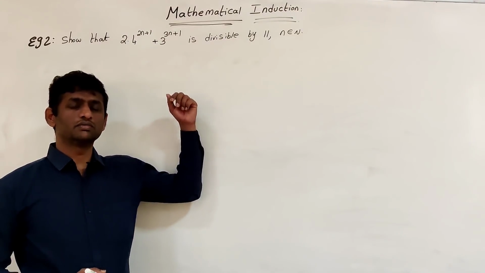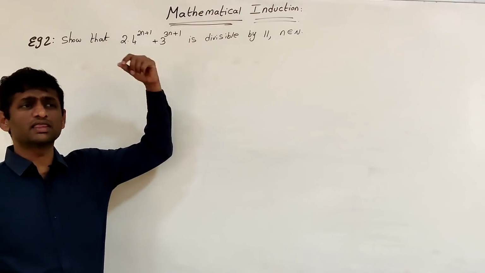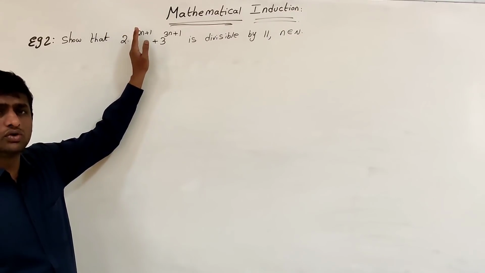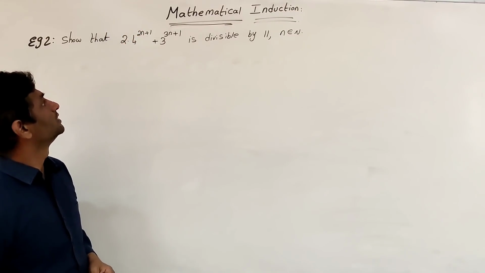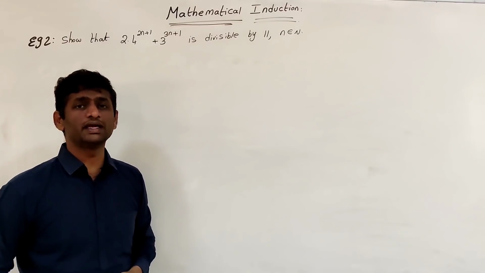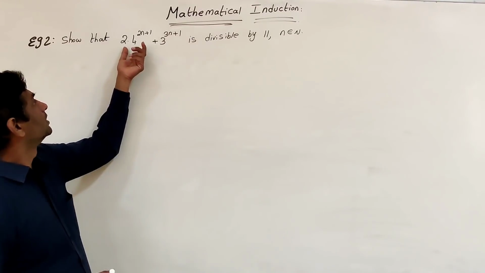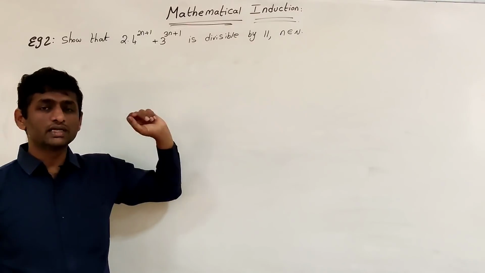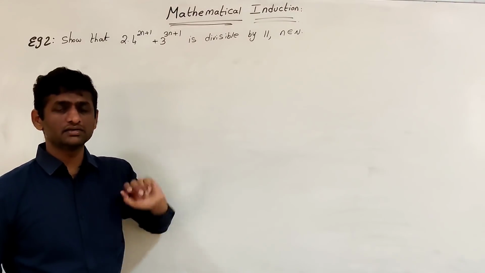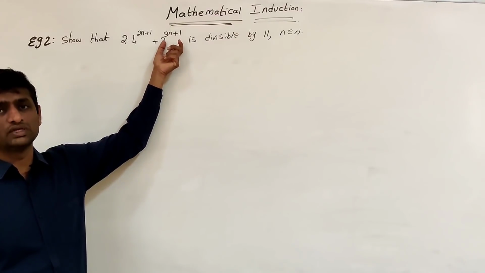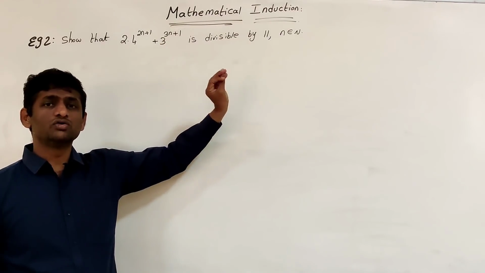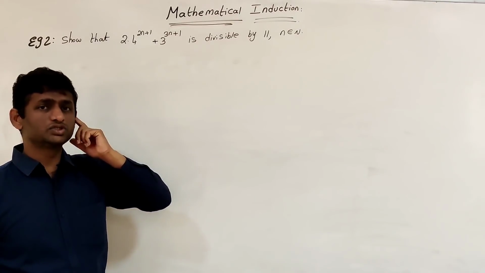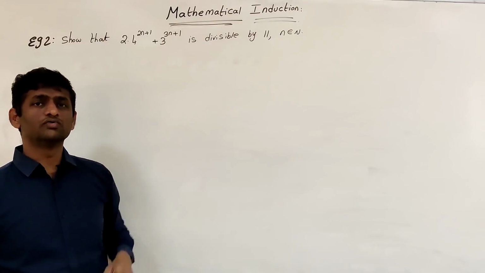So the example is one more problem, that is show that by using mathematical induction, 2 into 4 to the power of 2n plus 1 plus 3 to the power of 3n plus 1 is divisible by 11. Means the 2 into 4 to the power of 2n plus 1 plus 3 to the power of 3n plus 1 is a multiple of 11, or 11 is a factor of this. Means the remainder is always 0. Now we have to show by using mathematical induction whether the given statement is true or false.